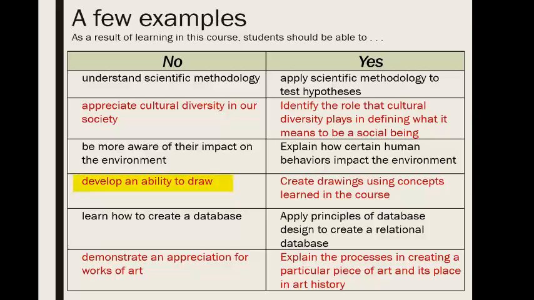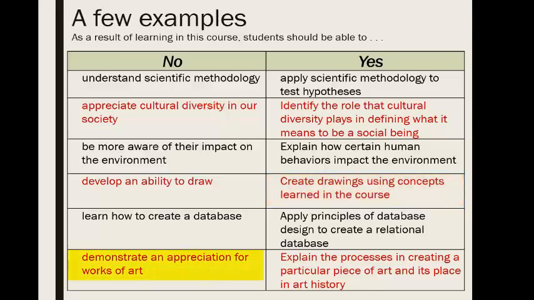Well, how would you assess the process of developing with any validity? Well, you'd have to do a pre or a post test at best to demonstrate any change. Even then, it's difficult to define or assess "develop." Now, you can define what it is students do to demonstrate that they've developed an ability to, say, draw. This is the learning objective. If a student creates drawings using concepts learned in the course, then one can see that the student has certainly developed an ability to draw.